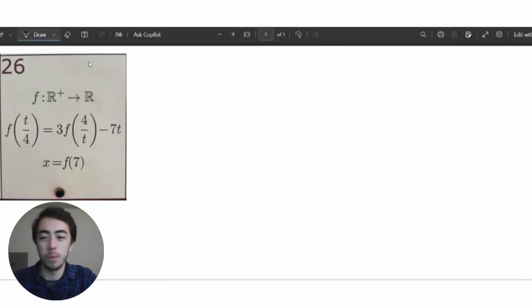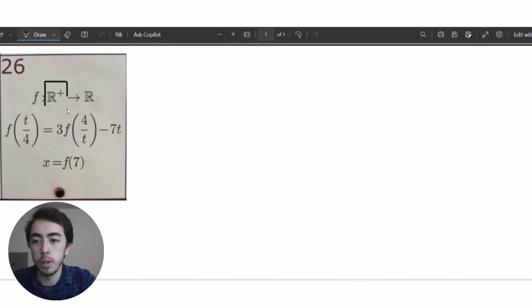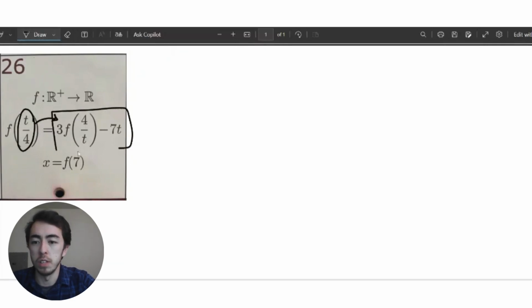Alrighty, so we have a function. That's what this f here stands for. And this function is going to input positive real numbers and output any real number. That's what this notation means. Essentially, I'm going to be inputting maybe the number 1 or the number 10 or pi or 0.0001, just nothing negative and also not 0. And apparently the output is any real number you want. And I have this rule where if I input t over 4, I get all of this.